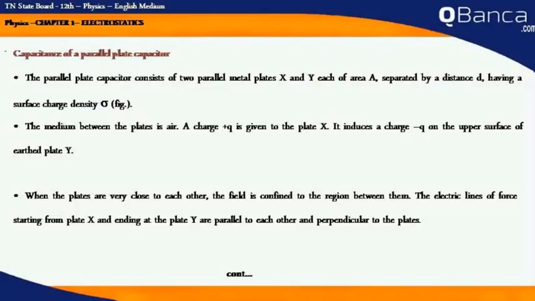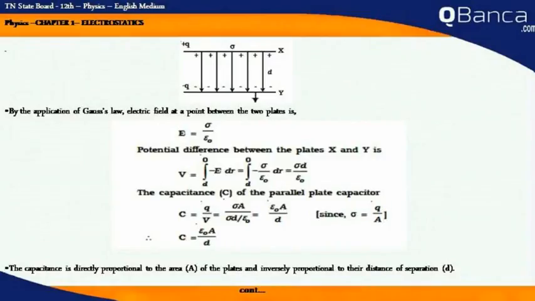When the plates are very close to each other, the field is confined to the region between them. The electric lines of force starting from plate X and ending at plate Y are parallel to each other and perpendicular to the plate. By the application of Gauss law, the electric field between the two plates is E equal to sigma by epsilon naught.